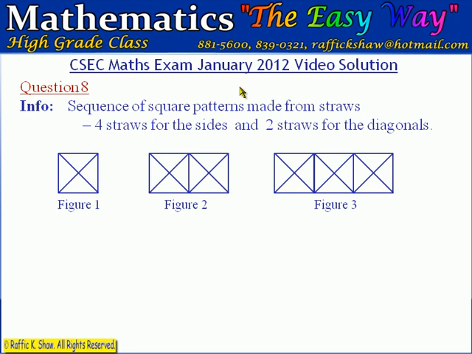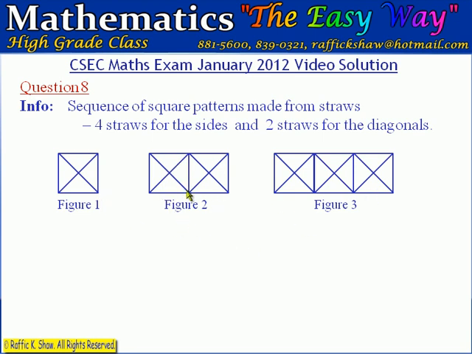We are now at question 8 of this CSEC math exam for January 2012 video solution. Question 8 is about a sequence of square patterns made from straws, and these are the first 3 figures in the sequence. 4 straws are used to make the sides of the squares, and then 2 longer straws are used for the diagonals.